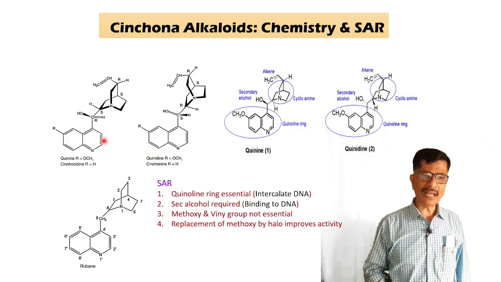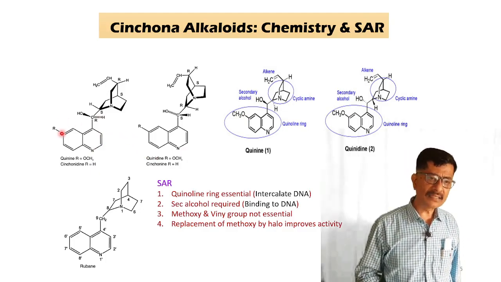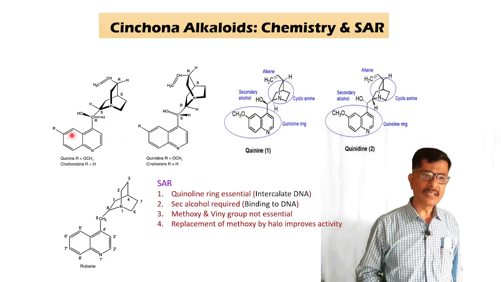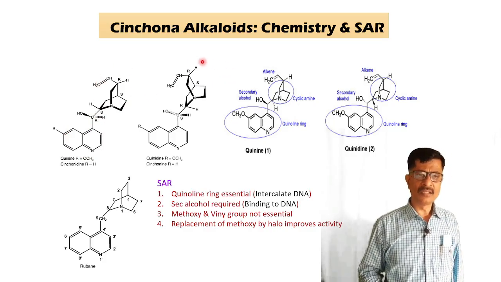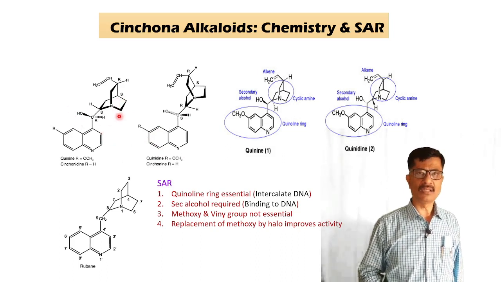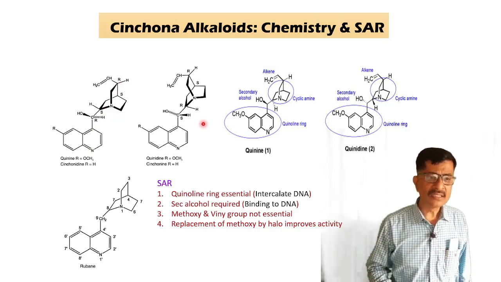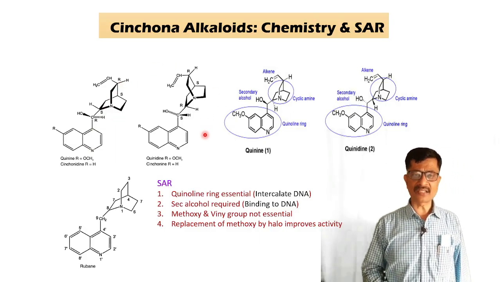The cinchona alkaloids, quinine and quinidine, mainly contain a quinoline ring and a quinuclidine ring. This is a quinuclidine ring and this one is a quinoline ring. And this quinuclidine and quinoline ring are bridged by a methanol, the alcohol group. Right? This is how the quinine and quinidine structure is.